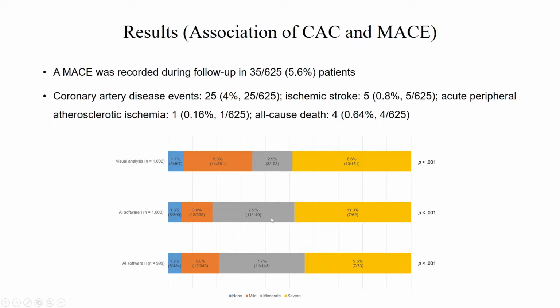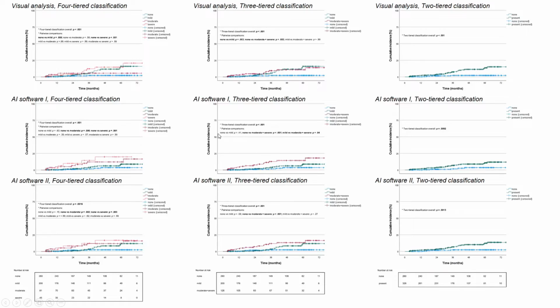There was a significant association between CAC severity and the occurrence of MACE. MACE showed a significant increase with increasing CAC severity for 4-tiered, 3-tiered, and 2-tiered classifications, for consensus visual analysis, AI software 1, and AI software 2. These figures also indicate the specific pairwise comparisons with significant differences for the occurrence of MACE in the 4-tiered and 3-tiered classifications.